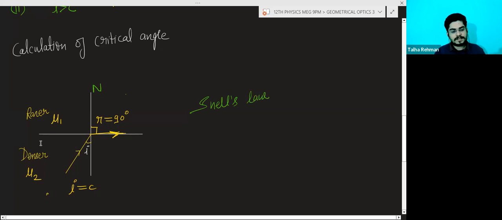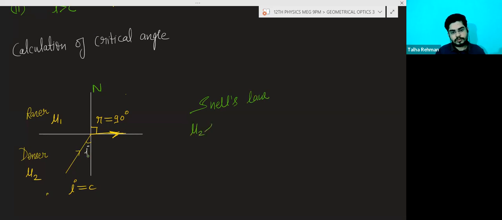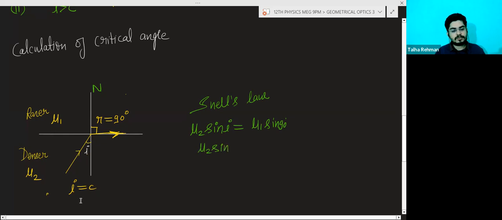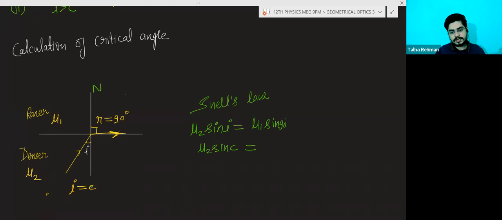So how you will apply Snell's law? Mu 2 into sine i is equal to mu 1 into sine 90. So mu 2 into sine, what is i? i is equal to the critical angle. Sine c is equal to mu 1 into 1. So, sine of critical angle is equal to mu 1 divided by mu 2.